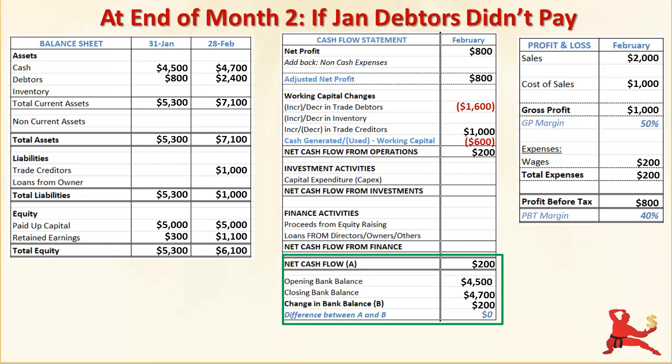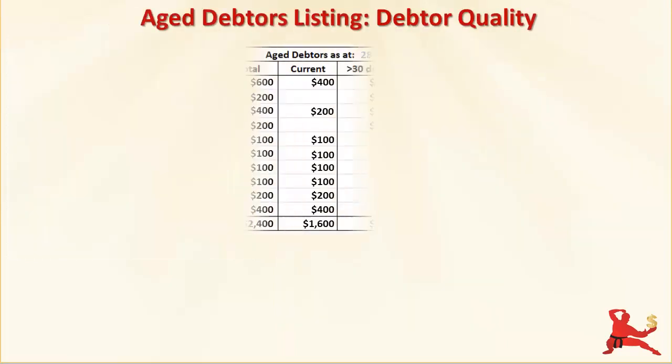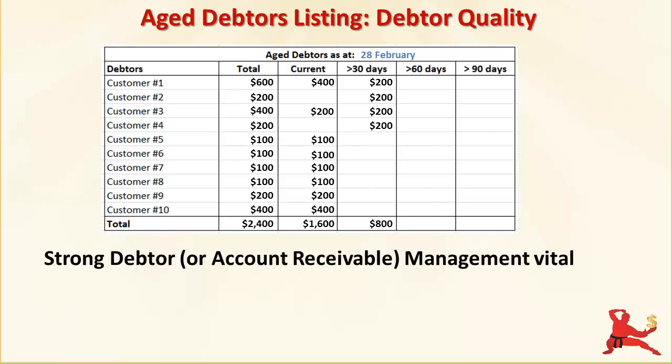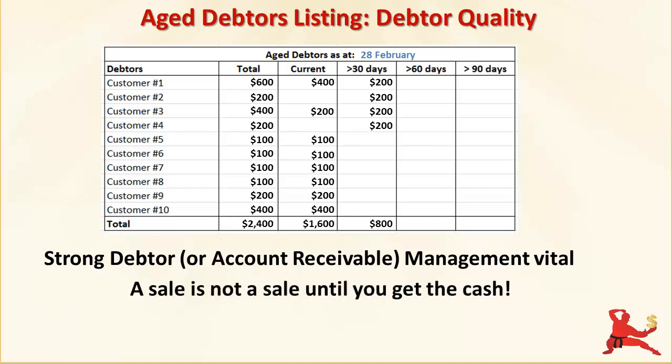Let's see what's going on with your trade debtors by looking at your aged debtors listing. The aged debtors listing is a report that can be generated from any accounting system. Make sure you look at this report every month as part of your business review. This report gives you insights into the quality of your debtors, a key asset in any business. You should have processes in place to manage debtors very tightly. A sale is not a sale until you get the cash in.